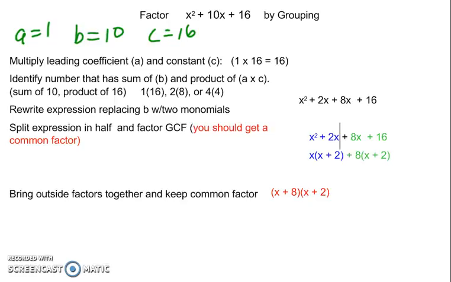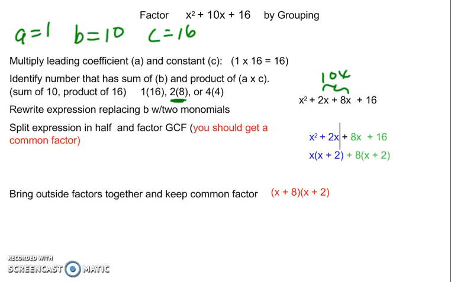So we need two numbers that have a product of 16 and a sum of 10. In this case, it's 2 times 8. So we're going to rewrite our expression, replacing the 10x with 2x and 8x. And it doesn't matter which one you put first. The end result will be the same.